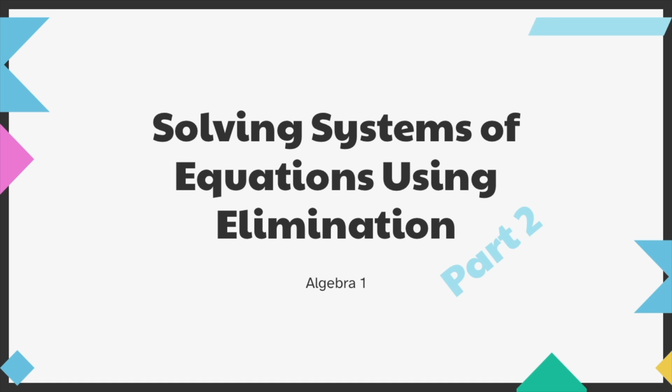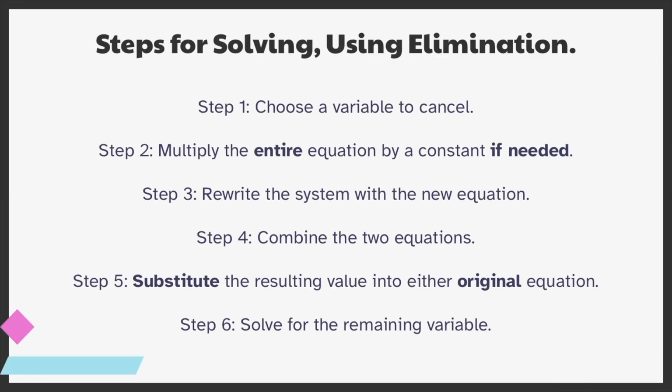Let's go ahead and take a reminder on how we solve systems using elimination. So here are our steps for solving using elimination. Remember, you're going to choose a variable to cancel. Doesn't matter, x, y, z, a, b, whichever one. Multiply the entire equation by a constant only if it's needed. We're going to rewrite the system with a new equation, combine the two equations, and then substitute the resulting value into either of the original equations, so remember that's important, and then solve for the remaining variable.